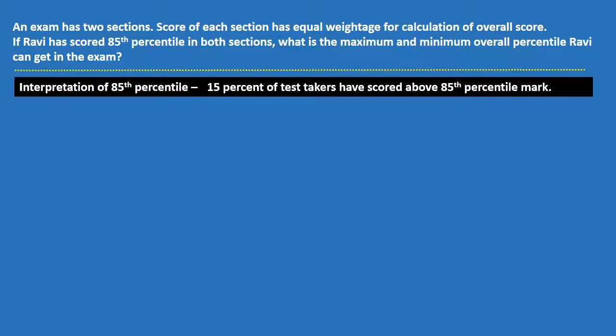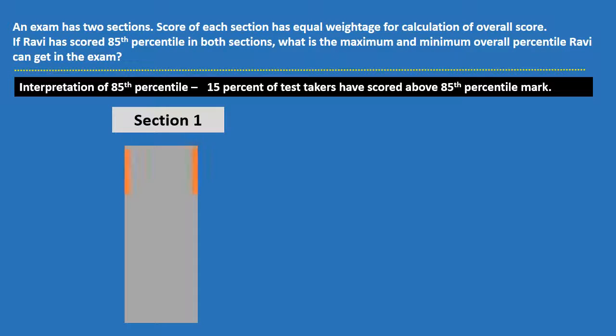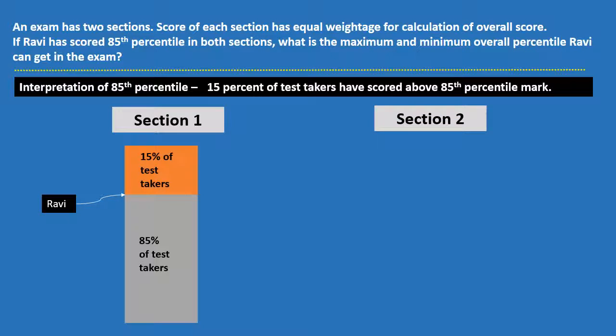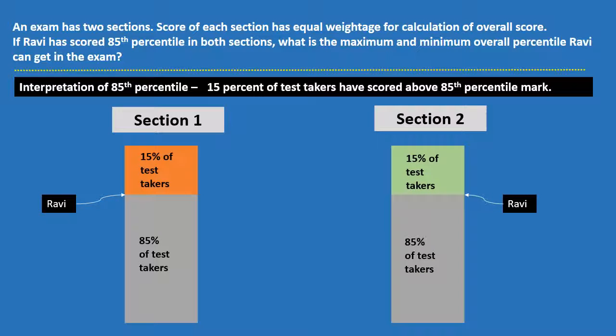Let us look at this. Section 1. How it appears. 15% of the test takers are above Ravi's mark and 85% of the test takers are below that mark. Similarly, for section 2, Ravi is at 85th percentile mark.